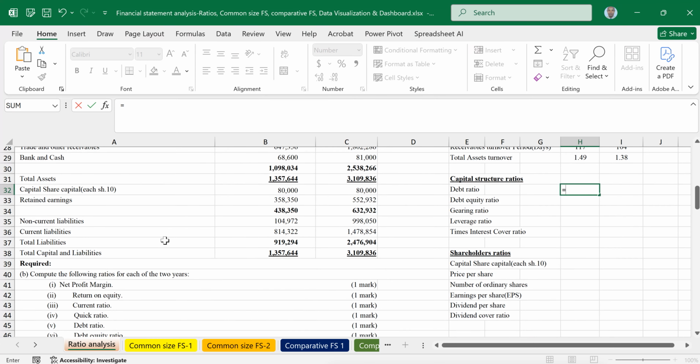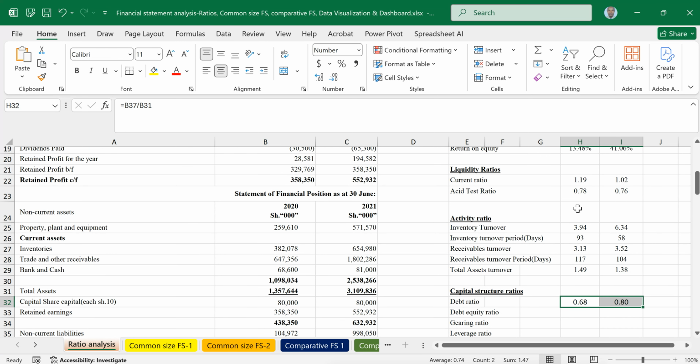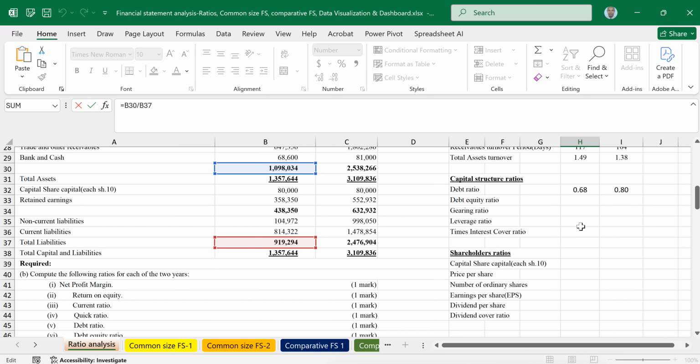Now total liabilities are 919. Divide that with total assets, which are 1357. And you are going to get 0.68 and the other one. Something is telling me that I used wrong values when we were getting liquidity. We can review liquidity. What were we using? Yeah, it's not supposed to be total liabilities.